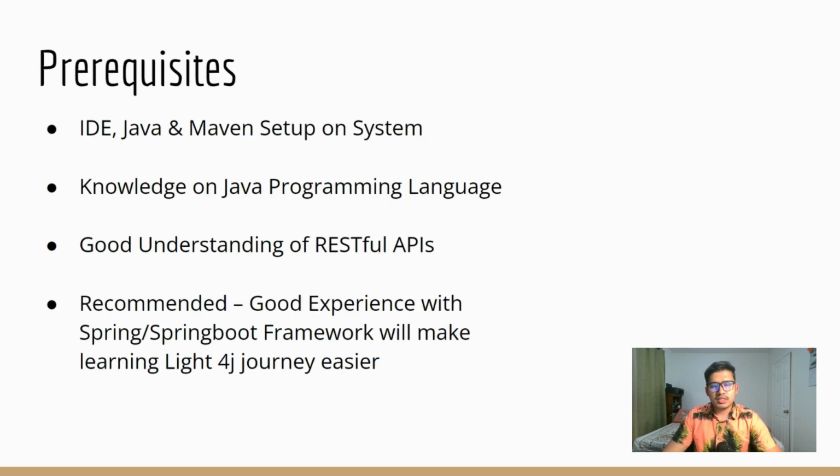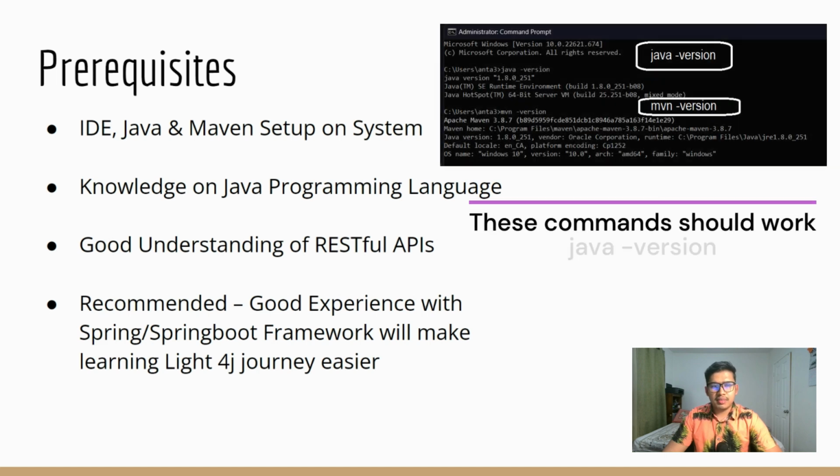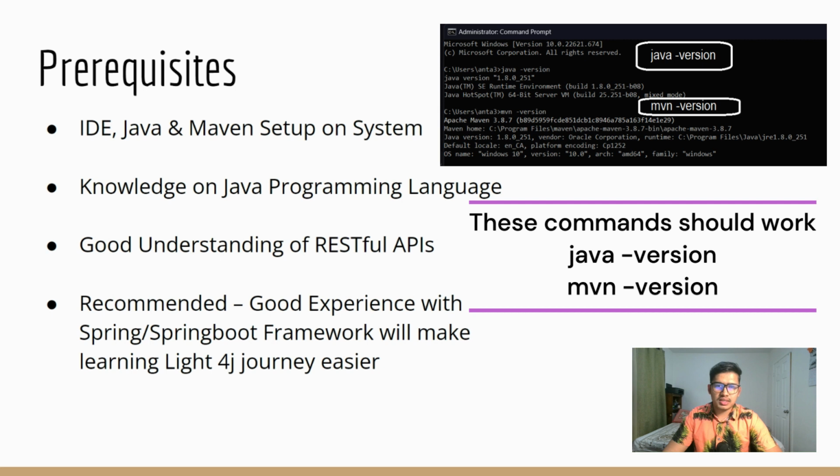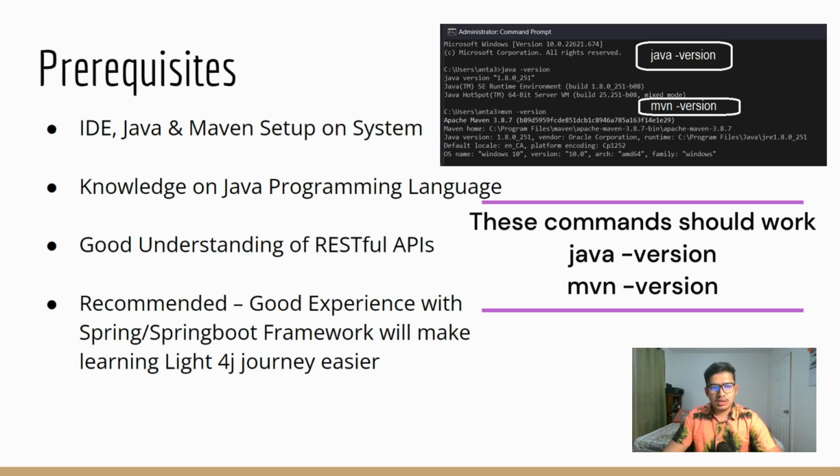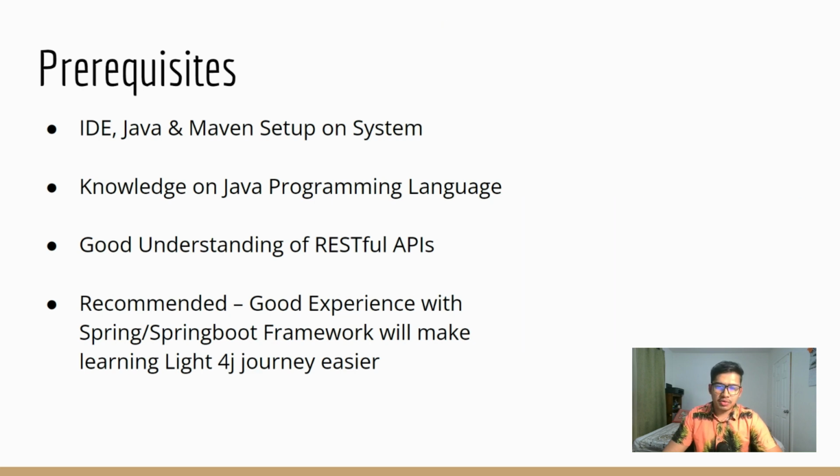Some of the prerequisites for this tutorial are you should have your IntelliJ IDE set up, and your Java and Maven should also be set up in your local system, and the Java and Maven path variables should also be set up. Knowledge of the Java programming language will be really helpful, and it will also be good to have a good understanding of RESTful APIs and their working. It's also recommended to have a good solid understanding of the Spring or Spring Boot framework, which will make your life very easy when you'll be learning about Light4j.